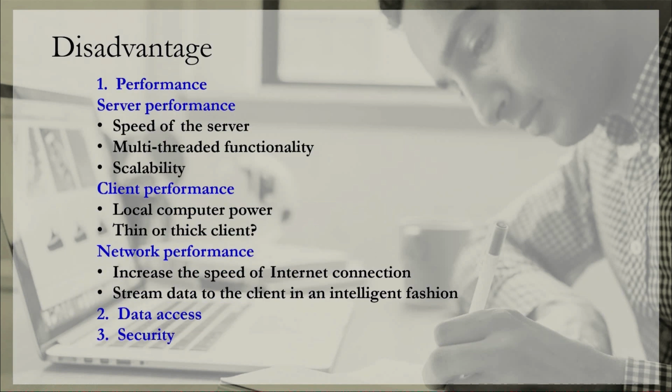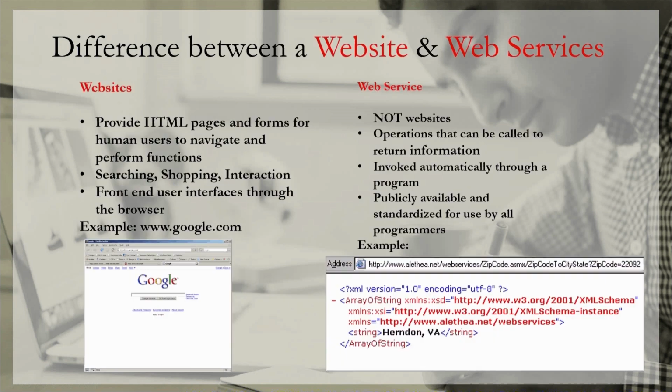But we have disadvantages. Basically, this web application's performance depends on server performance, client performance, and network performance. This is a limitation, and data access and security is the next limitation we have with WebGIS. So we now know the advantages and disadvantages.